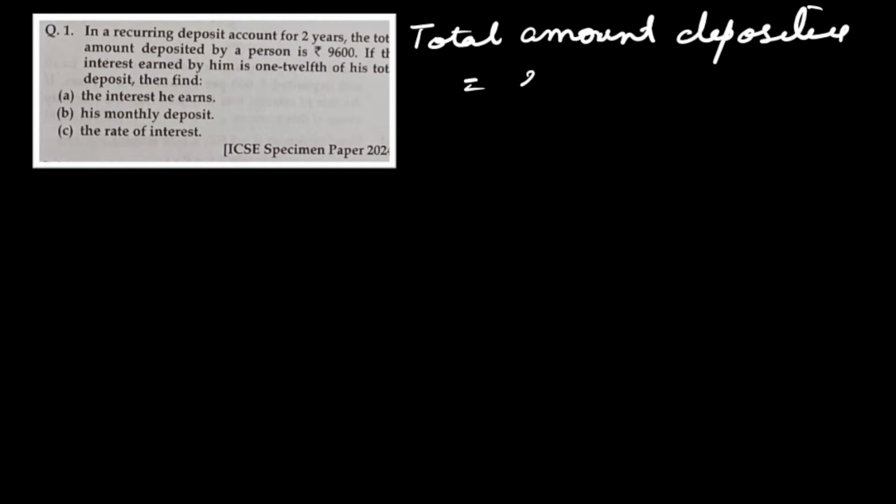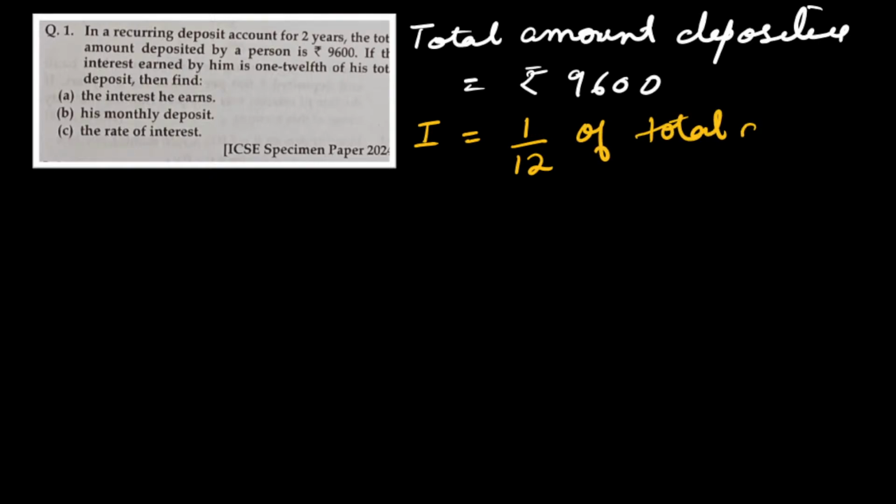So, what is given to us? The total amount deposited by the person is given to us. So how much is this? It is 9,600. And the interest earned by him is 1/12. So interest is also given to us. How much is interest? Interest is 1/12 of his total deposit. So this is the interest earned.